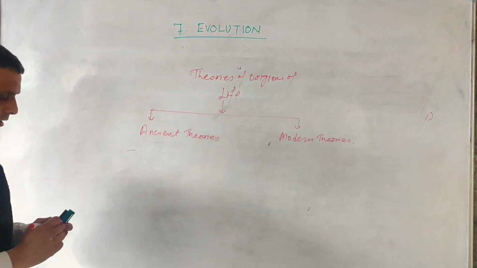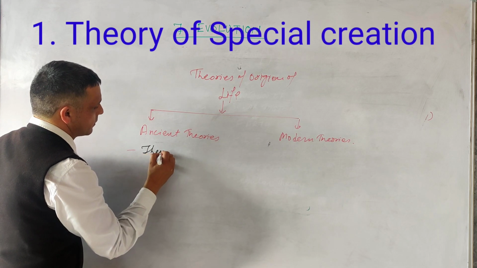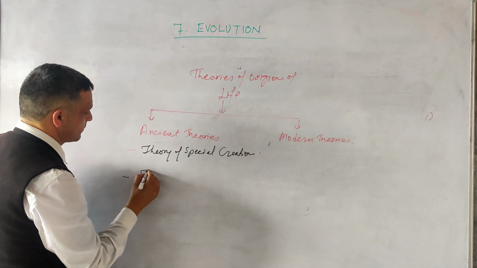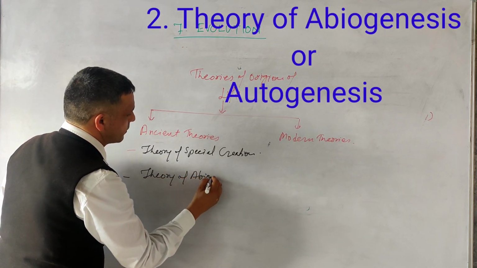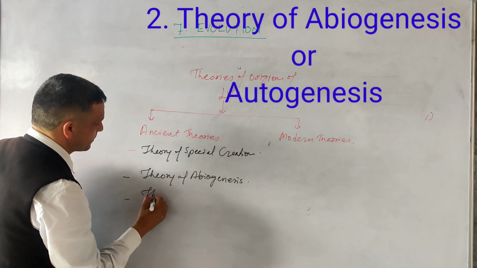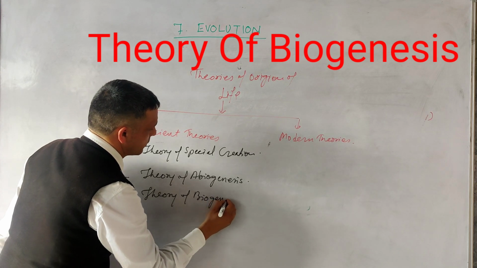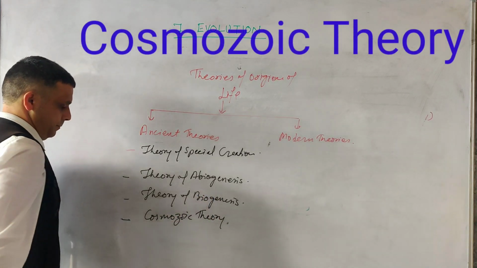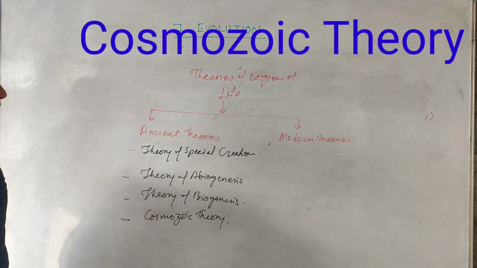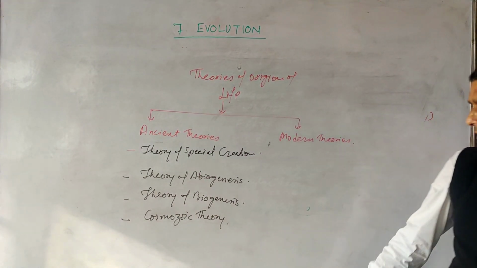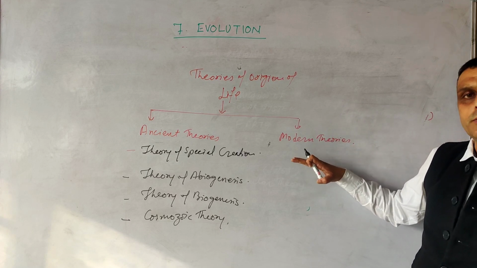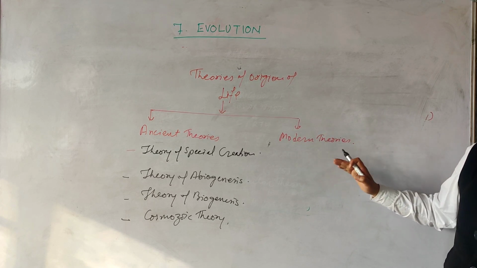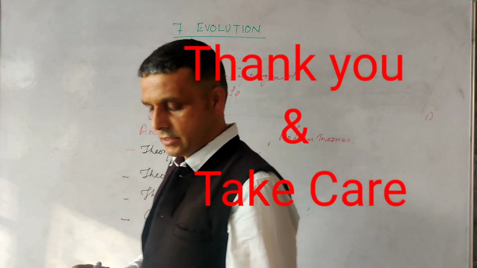And few main ancient theories are theory of special creation, theory of abiogenesis, theory of biogenesis, and cosmozoic theory, which we'll be taking in detail in the next video. And as far as this modern theory is concerned, it is the most acceptable theory, which is obviously supported by many biochemical and biological evidences. About these theories, we shall be talking about in detail in the next video. Till then, take care.